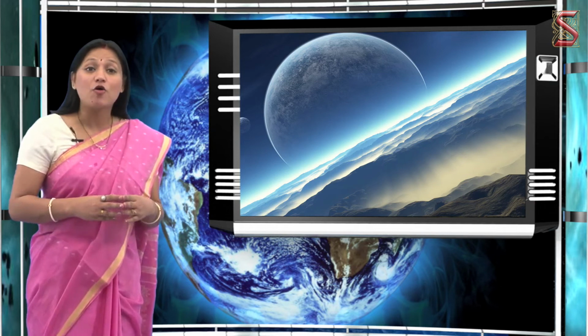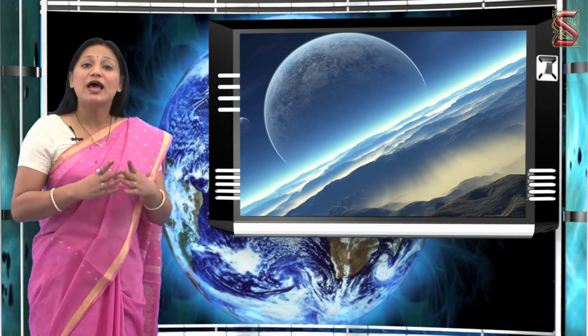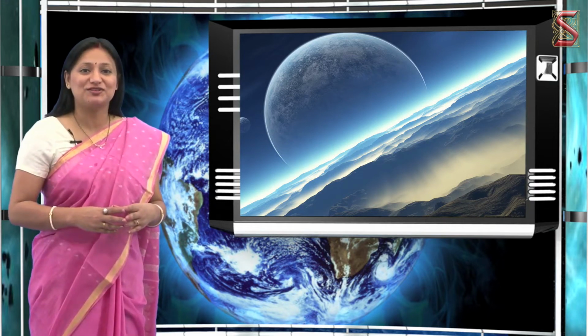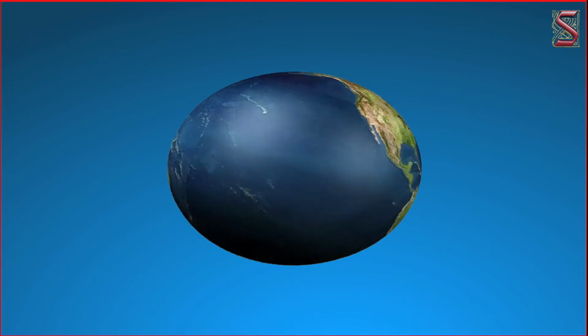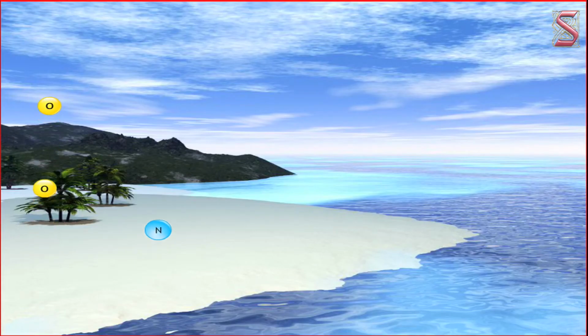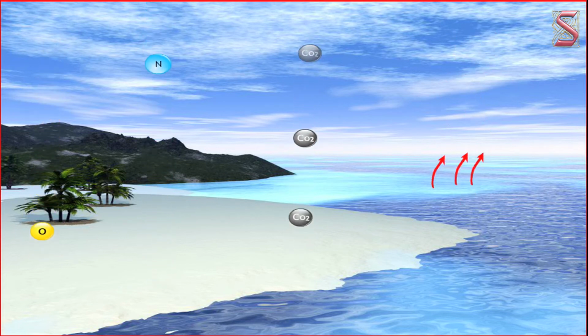The thin layer of air that surrounds the earth is known as the atmosphere. Atmos is a Greek word which means vapor in English. The atmosphere is a combination of a variety of gases like oxygen, nitrogen, carbon dioxide, water vapor, besides dust particles.